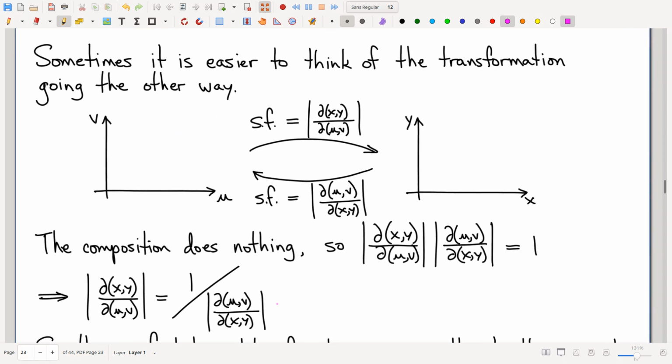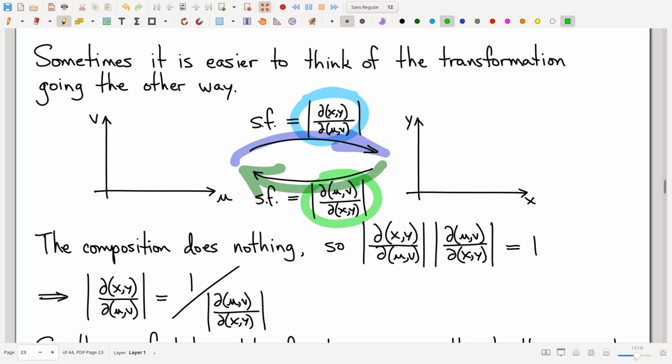Here's another idea that's going to be really useful for us. If you have a change of variables function and a corresponding stretching factor, what if you were to go the other way? What if instead of viewing x and y as functions of u and v, what if u and v were functions of x and y? And what's the stretching factor for that other backwards change of variables function?